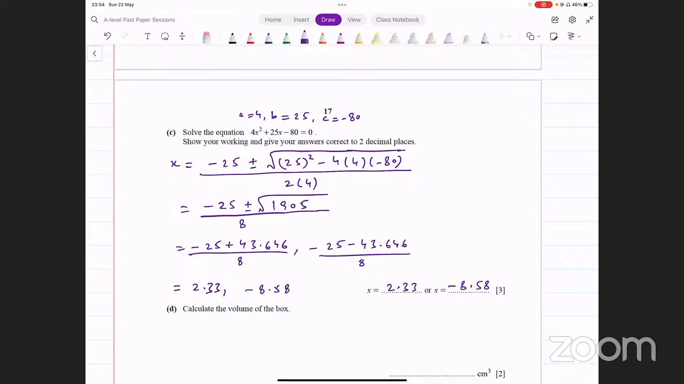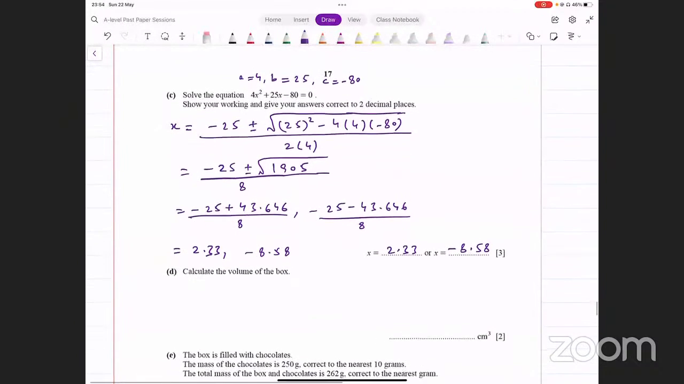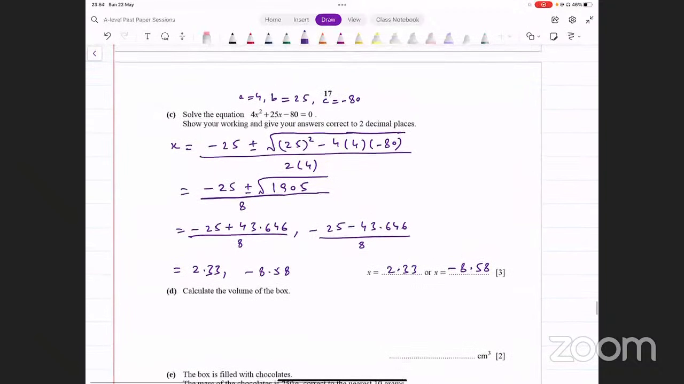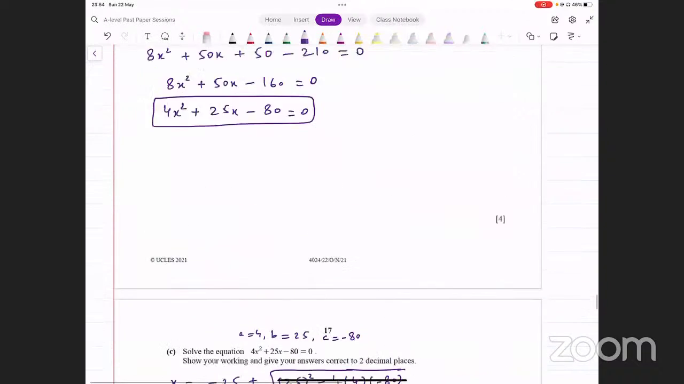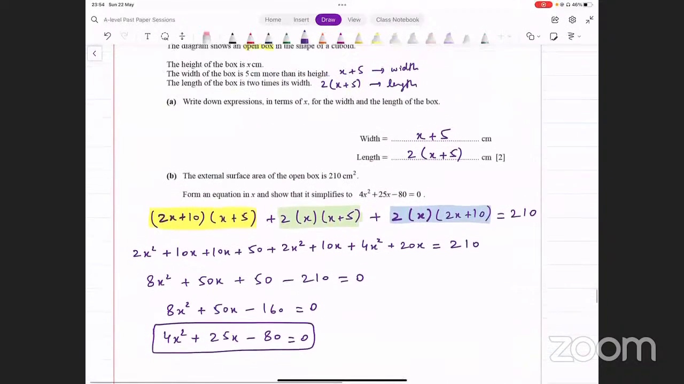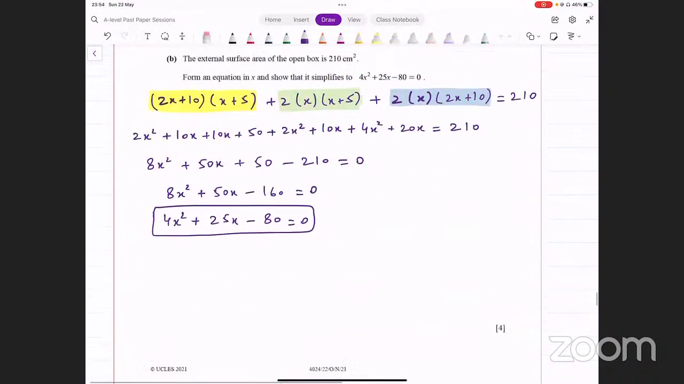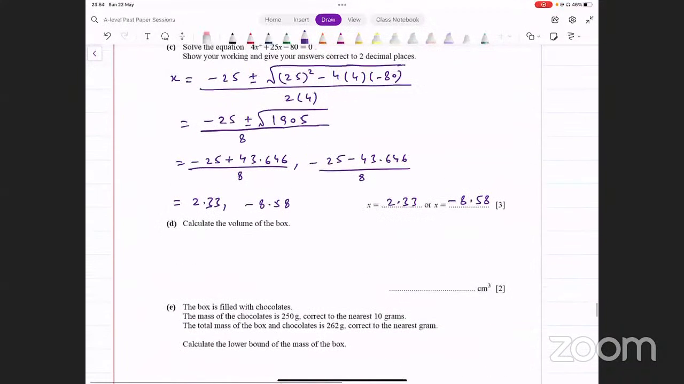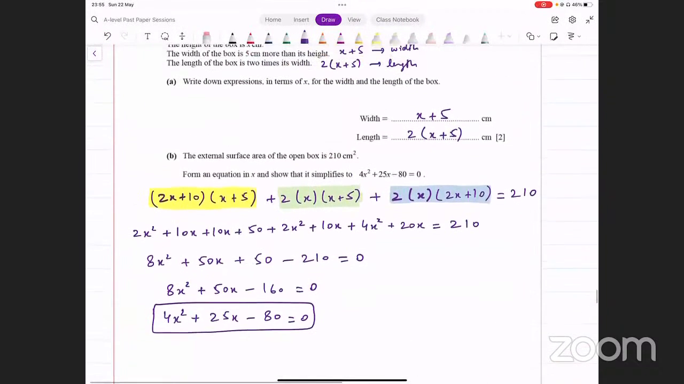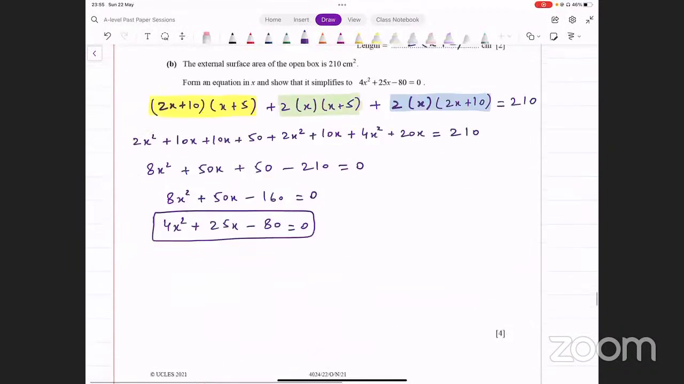Okay. Now it says calculate the volume of the box. What is volume? It's just the product of all sides. It's a cuboid, right? What is the volume of a cuboid? Length into width into height. What is the length? Length is 2x plus 10, into width, that was x plus 5, into height, that is x.